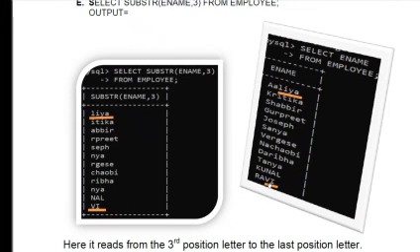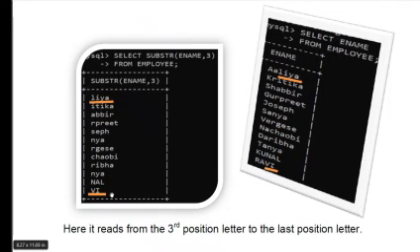See another example, the name is Ravi. First, second, third letter is V. So V onwards and rightwards till the last. Only 2 letters are there, so VI is the answer. Let us see the second last, KUNAL. 1, 2, 3. The third letter is N. Then it will start reading from this letter. NAL is the output. Now what you have observed here is that it reads from the third position letter to the last position letter.